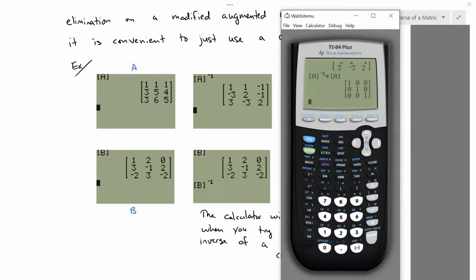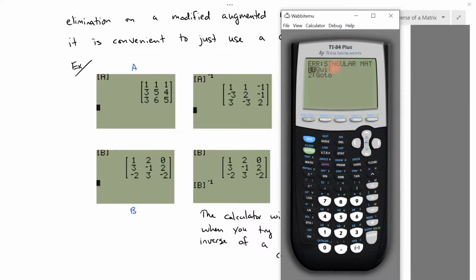But what happens when the inverse of a matrix doesn't exist? So you'll see in the example for matrix B, so I've already again entered it into the calculator. If I try to find, so again, B is this matrix. If I try to find the inverse for B, so here I'm trying to calculate B inverse.